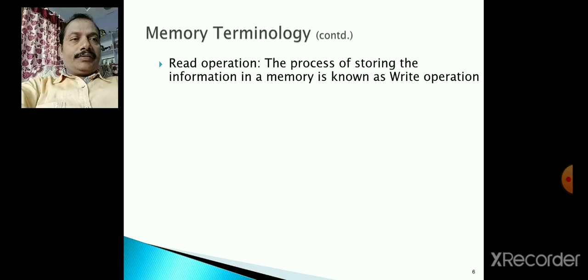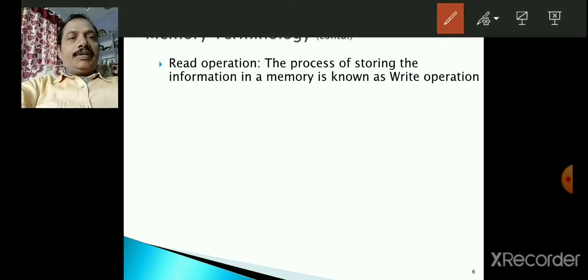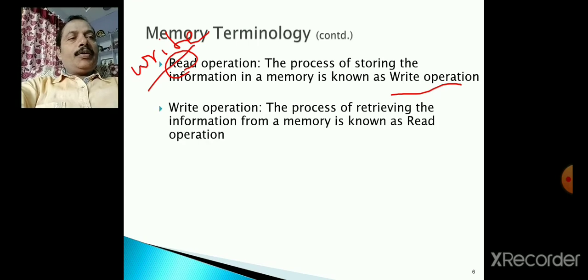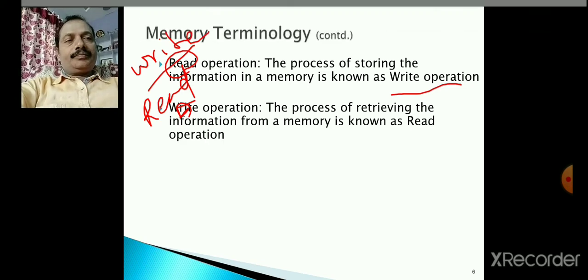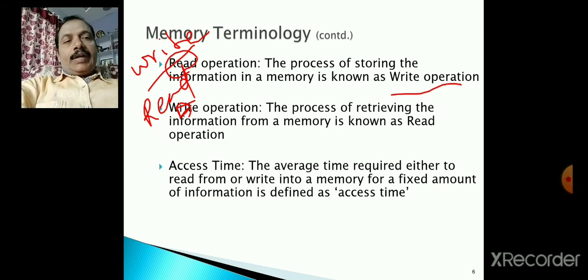So let us see the read and write operations. Write operation is the process of storing information in a memory. Next, read operation: the process of retrieving information from a memory is known as read operation. Access time: the average time required either to read from or write into a memory for a fixed amount of information is defined as access time.